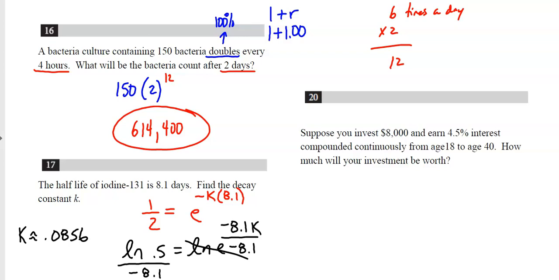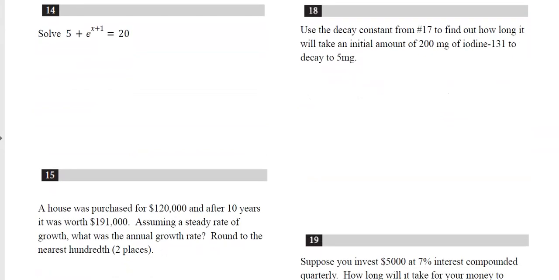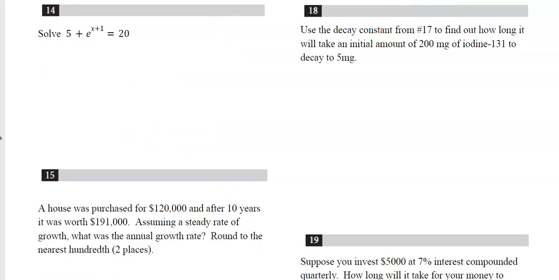0.0856 when I round it. And I said you could round to 4 decimal places throughout the chapter, so that was pretty good. Now I'm going to use that k in the next problem. It says, hey, use that constant to find out how long it's going to take 200 milligrams. So I want to go from 200 milligrams.